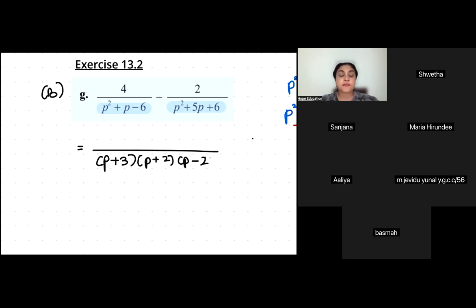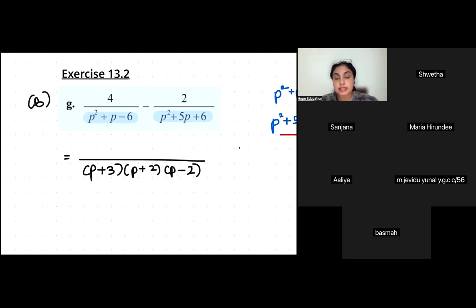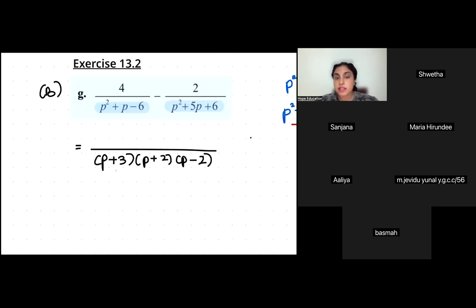P minus 2. Now, if you look at the first fraction, the denominator here, p squared plus p minus 6, is p plus 3, p minus 2. So that means it has p plus 3 and p minus 2. But it does not have p plus 2. So I multiply it by p plus 2. So this numerator also must be multiplied by p plus 2.